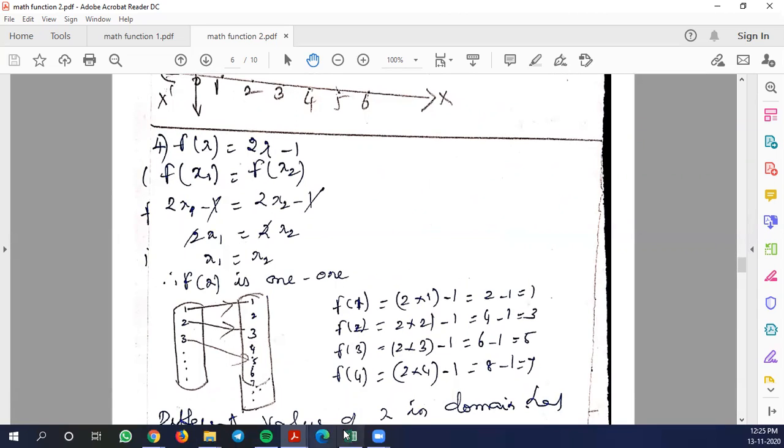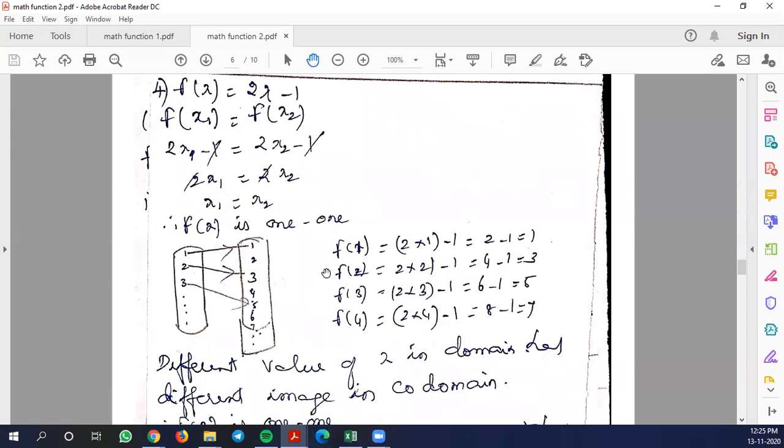What is f of 3? 2 into 3 minus 1. 2 threes are 6 minus 1, 5. What is f of 4? 2 into 4 minus 1. 2 fours are 8 minus 1, it is 7. Now, we are drawing the arrow diagram.